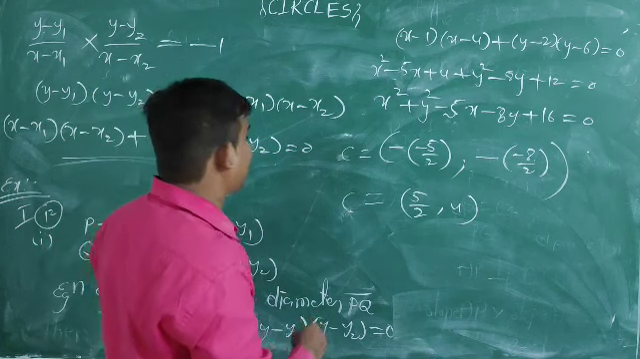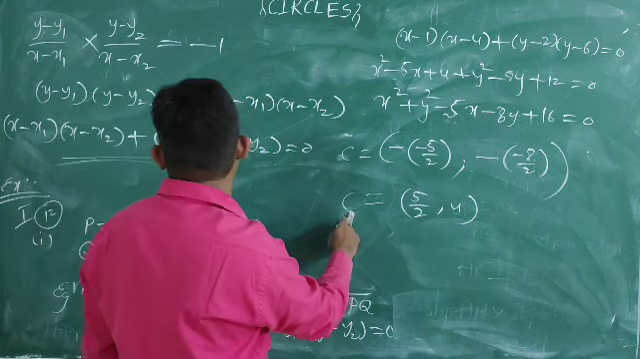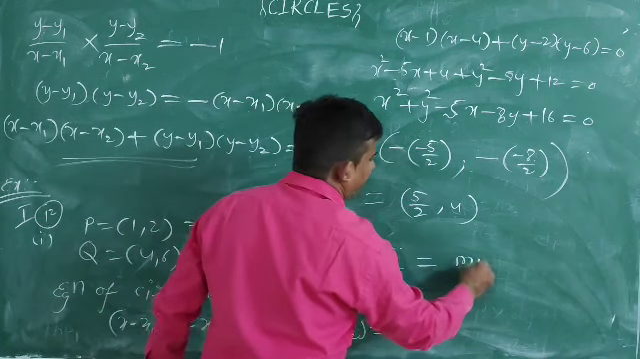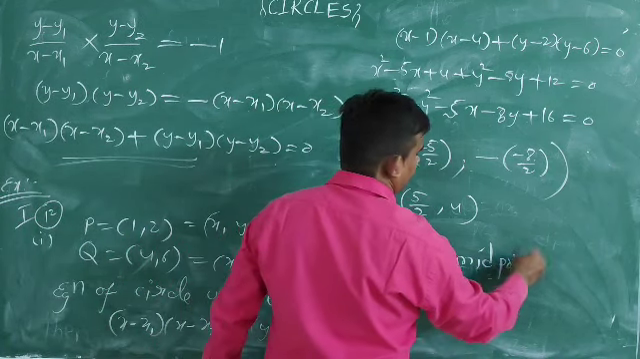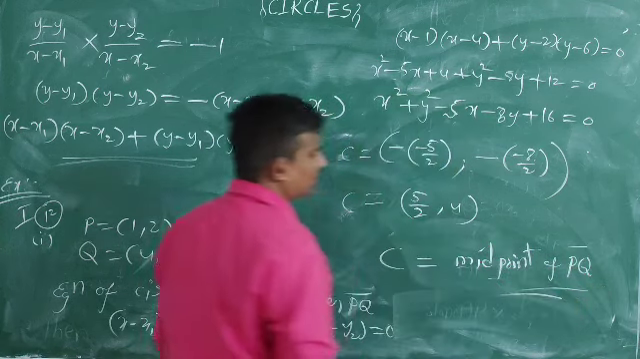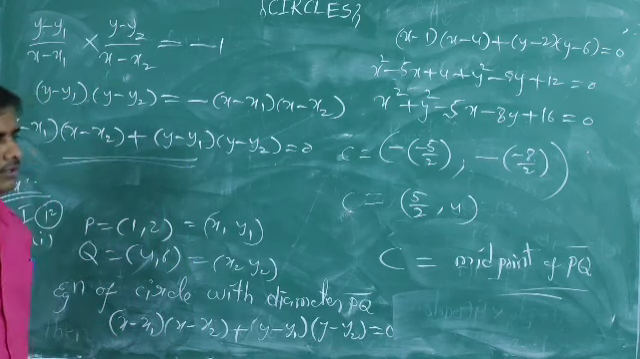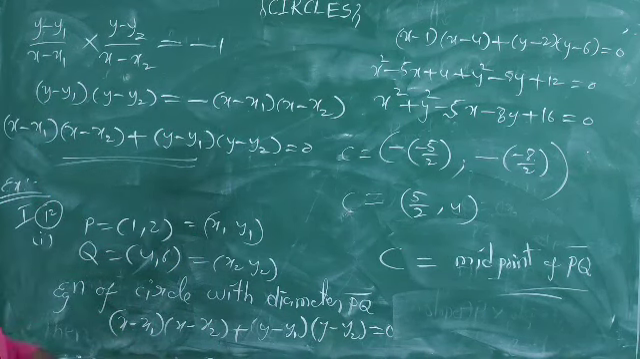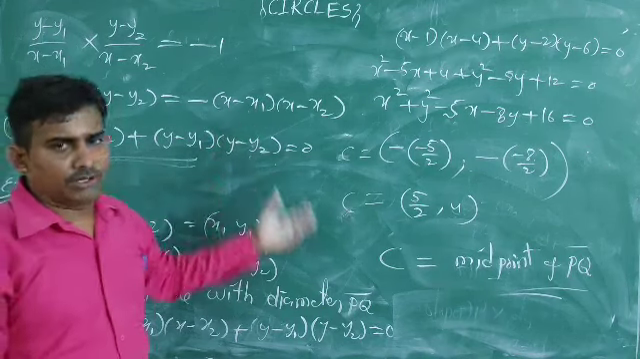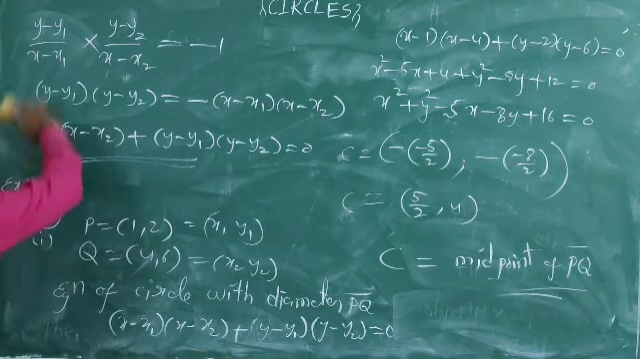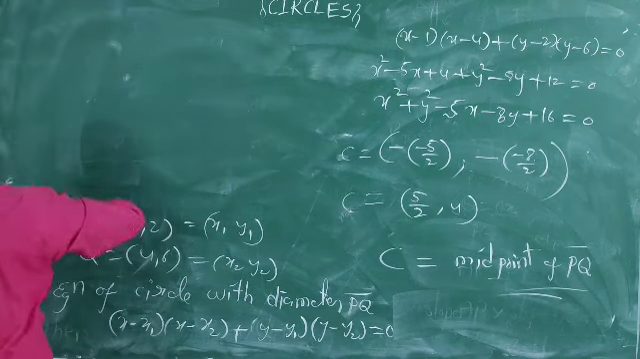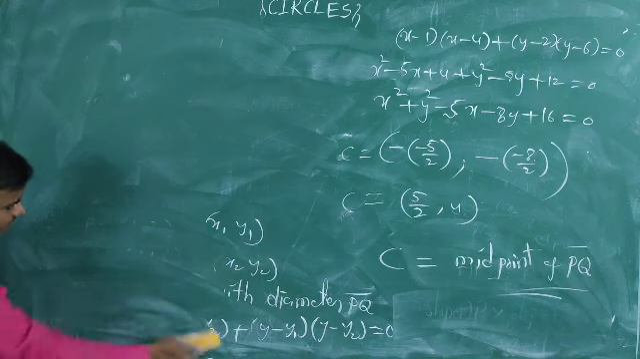And also very clear, it is the midpoint of the endpoints of PQ. So C equal to the midpoint of PQ. If you verify, we can easily observe and understand that. Okay, that is the way of getting it. We have so many questions in the textbook exercise. Please try them. And now I will finally explain the parametric form of the circle equation.